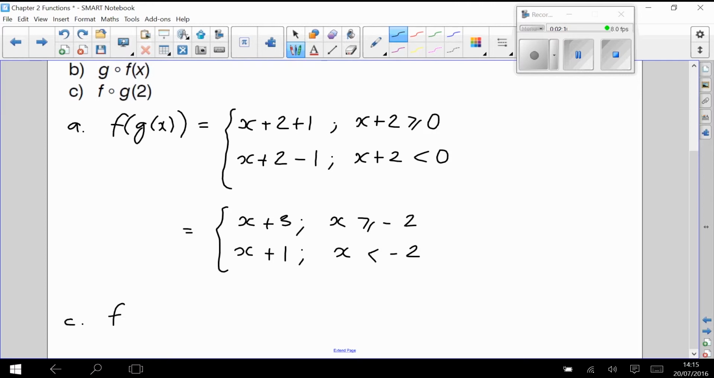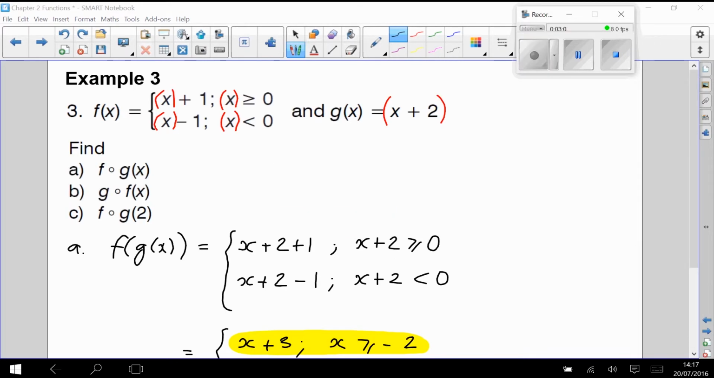As I now want to work out f of g of 2, I actually am trying to find f using the g graph at 2. So if I take g of 2, I'm going to get the answer on my new function when my x value is going to be greater than or equal to minus 2. As 2 is greater than or equal to minus 2, the part where I have to substitute g of 2 is going to be over here. In other words, I now have an answer. So f of g of 2 is going to be 2 plus 3, which is going to be equal to 5.